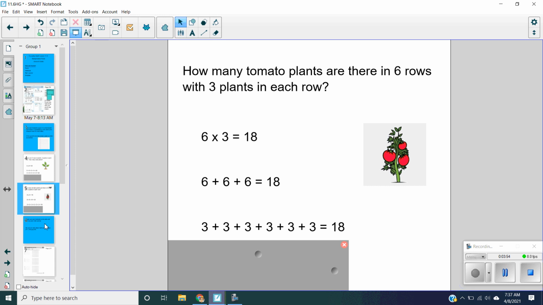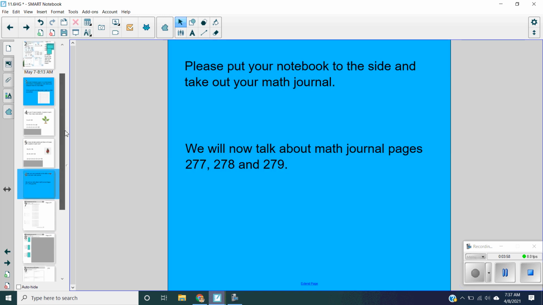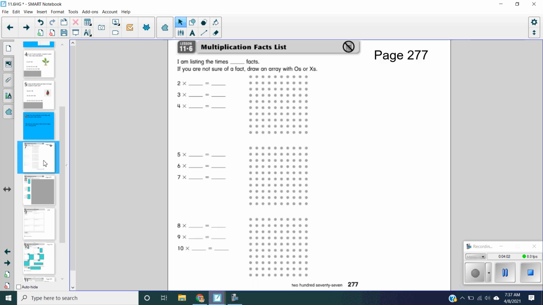We'll continue working more on multiplication throughout the lesson, but if you could put your whiteboard or notebook to the side and open up your math journal to page 277, which looks like this. So at this page, I am listing the times. You can choose which facts you would like to work on. So today I'm going to choose sevens.